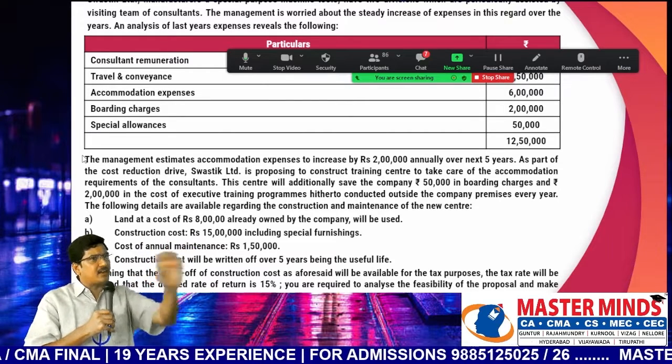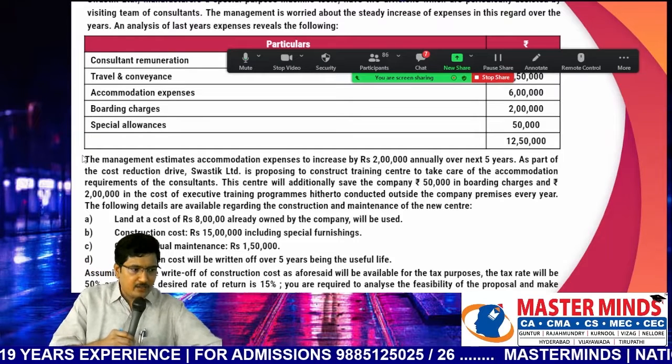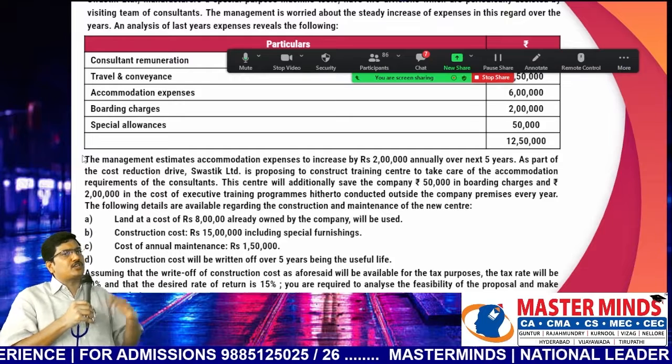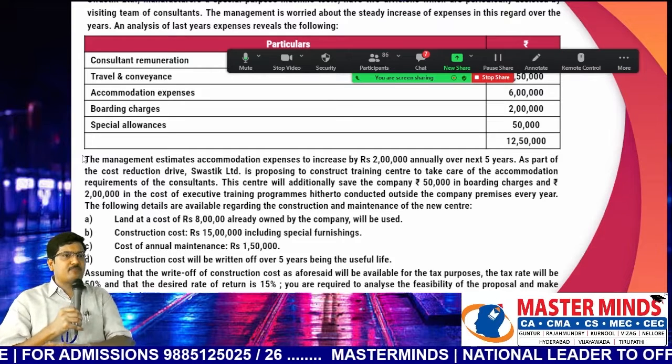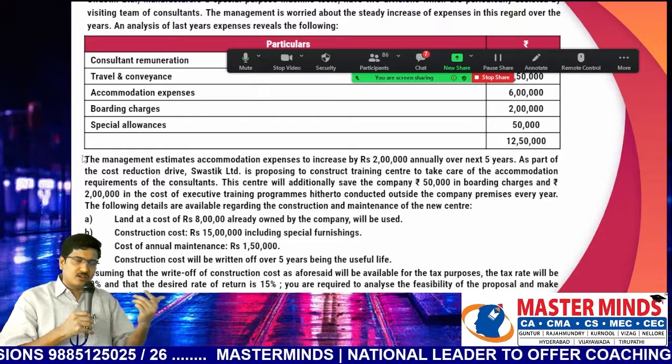What about consultant remuneration? Is it incremental expenditure? No. Why? It's a common cost. Whether you construct the project or not, the expenditure will remain the same. So do we need to consider common cost in decision making? No. Leave it. Next one.